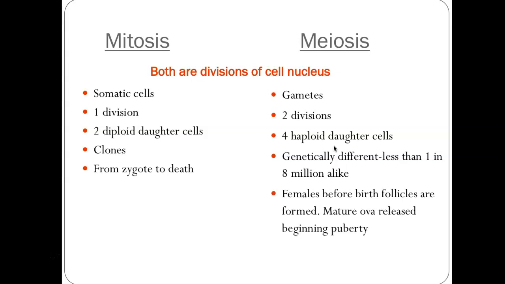Mitosis occurs from zygote to death. So both males and females have mitosis happening from birth to death, to repair tissue, to grow. And then meiosis happens in females before birth. Birth follicles are formed and mature ova are released beginning in puberty. So basically your eggs are made before you're even born.